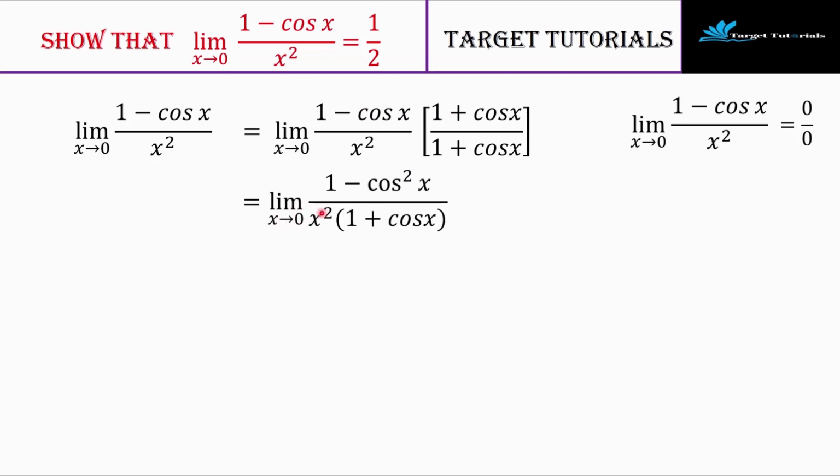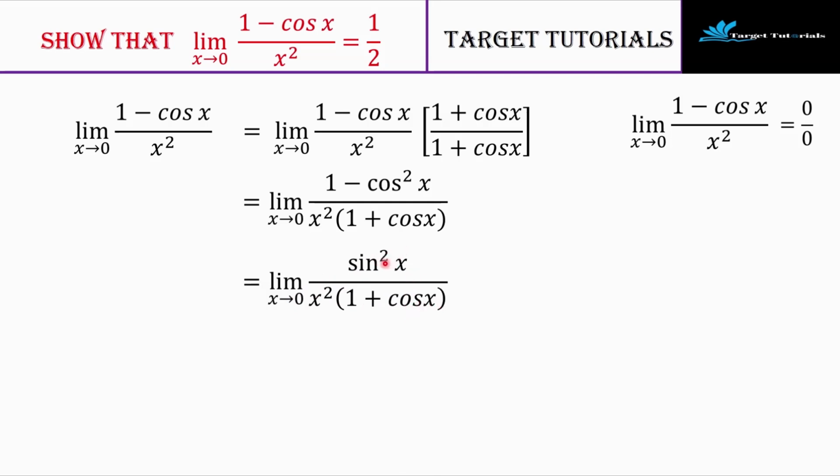The limit as x tends to 0 of, as I said, the numerator corresponds to a difference of two squares. That is 1 squared minus cos squared x, but 1 squared still gives us 1, and the denominator simply remains as x squared times (1 plus cos x). We know from the trigonometric identity that cos squared x plus sin squared x gives us 1. So it implies that 1 minus cos squared x gives us sin squared x. From which we obtain the limit as x tends to 0 of sin squared x divided by x squared times (1 plus cos x).